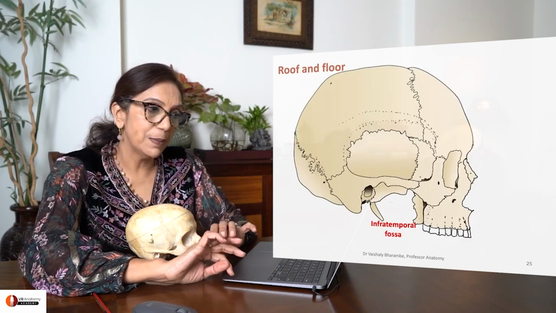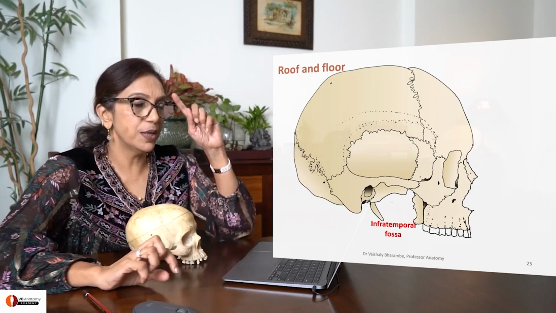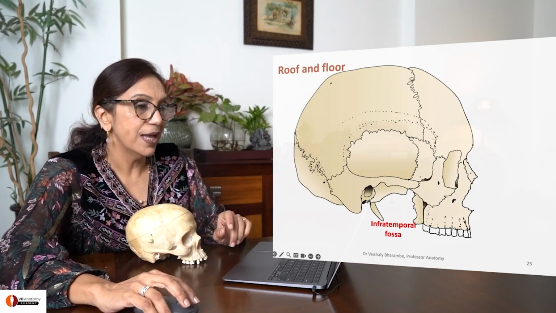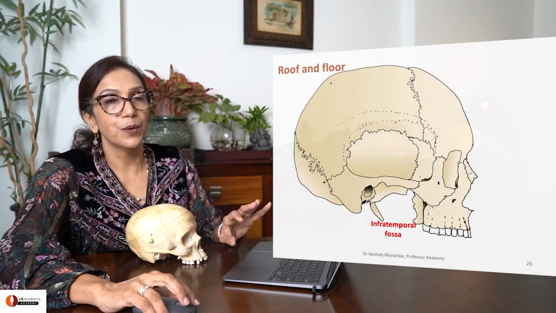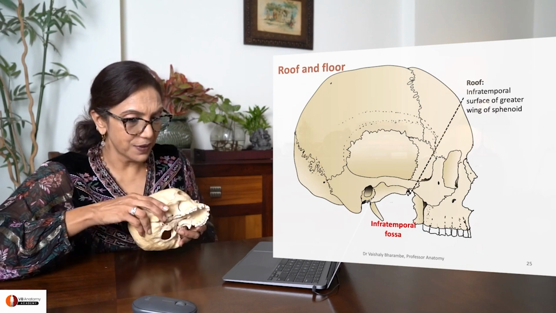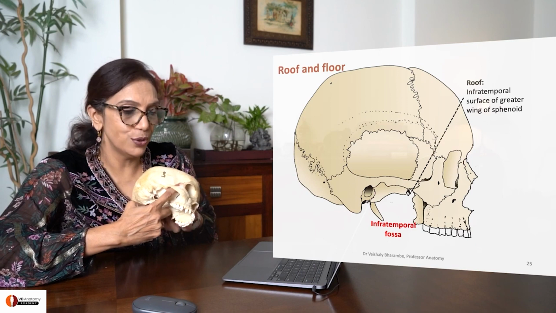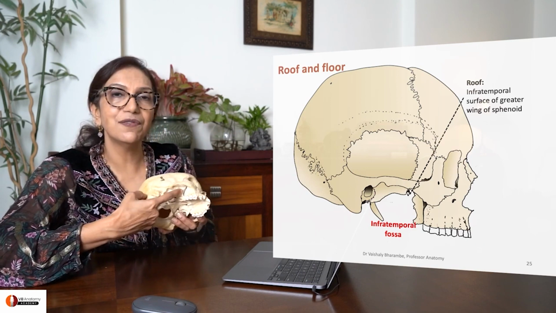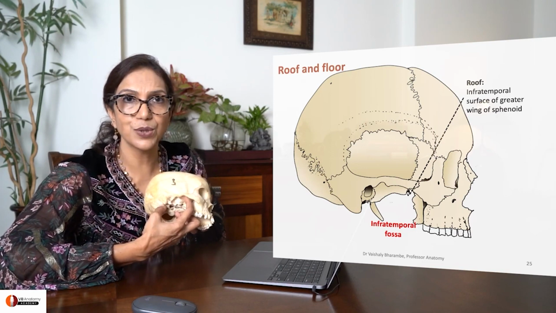Let's study it a little better. I have clearly written where is your infratemporal fossa to keep that as an orientation, and let's go forward. It has a roof and a floor. Okay, so the roof is formed by the infratemporal surface of the greater wing of sphenoid. See, this was your greater wing of sphenoid, remember I told you. And this surface is its infratemporal surface, which forms the roof of my infratemporal fossa.